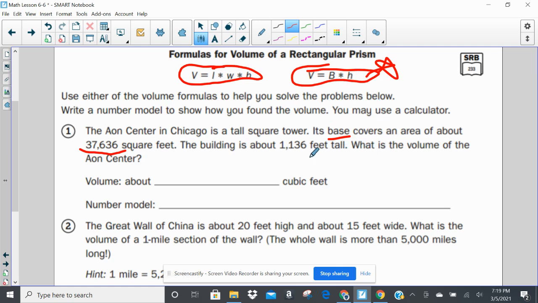So let's take 1,136 times 37,636. Remember we used calculators yesterday? Guess what? We can use a calculator today as well. I'm not going to make you solve that, okay? So go ahead, multiply that out.